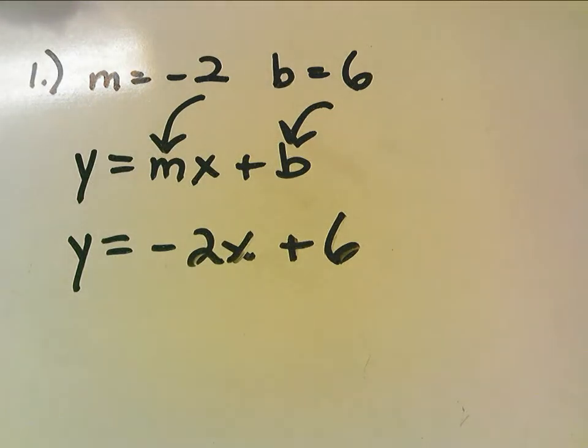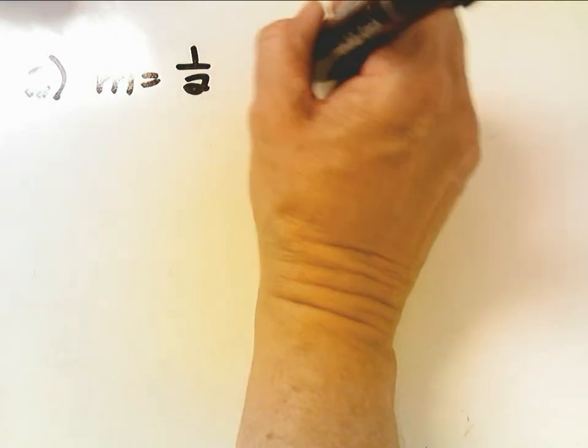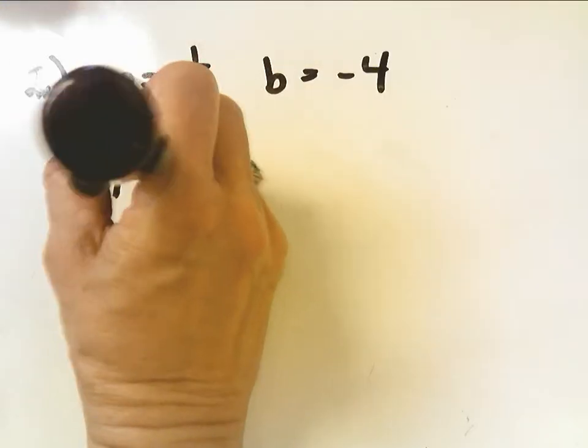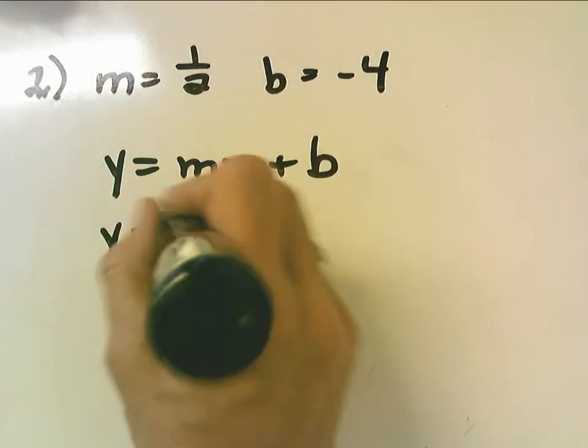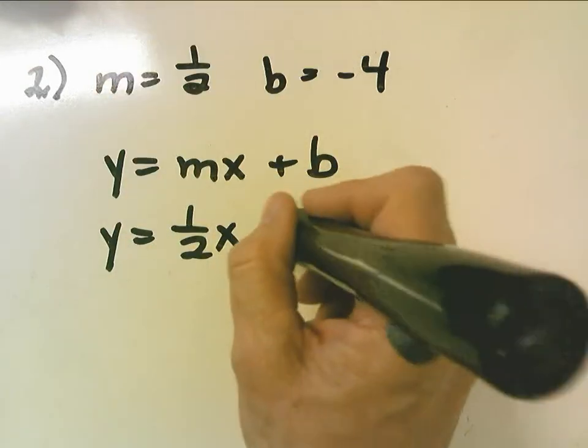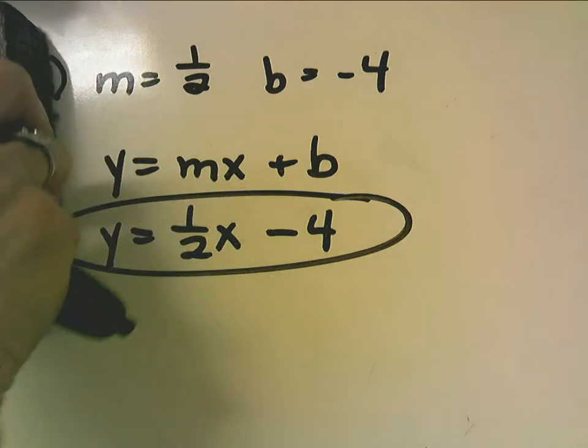Okay, now for number 2, I also want you to write an equation in slope-intercept form, and I tell you m equals 1/2, b equals -4. So you say y equals mx plus b. I substitute 1/2 for m and -4 for b, and that's your answer. So now I want you to stop the video and try to do 3 and 4 on your own. And when you're done, turn the video back on and see if you are correct.